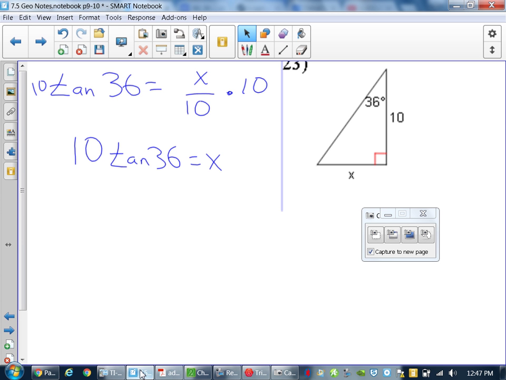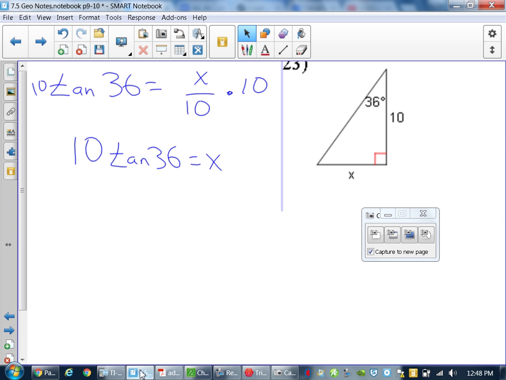Case one. You get this: some trig value of an angle is x divided by some number. Basically, this means that if x is in the numerator, you're always, always, always going to write it out as some number times the trig of your angle.